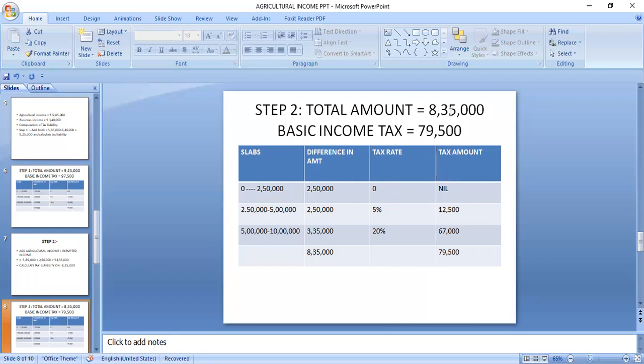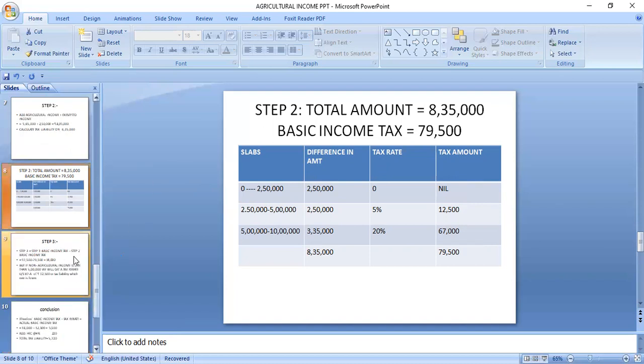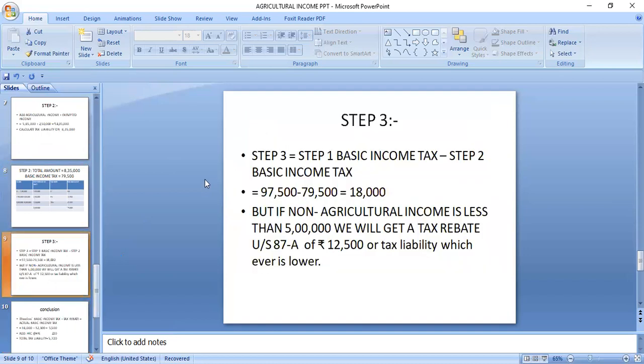And this 8,35,000 comes in the 3rd category. The first and second 5 lakhs you have to reduce from the 8,35,000. Remaining 3,35,000. On 3,35,000, calculate 20%. You will get 67,000. Total basic income tax is 79,500, and the second column total is 8,35,000. So you are done with step 1 and step 2. Now, what is step 3? Step 3 is the difference of step 1 and step 2. Step 1 basic income tax minus step 2 basic income tax, 97,500 minus 79,500 will be 18,000.